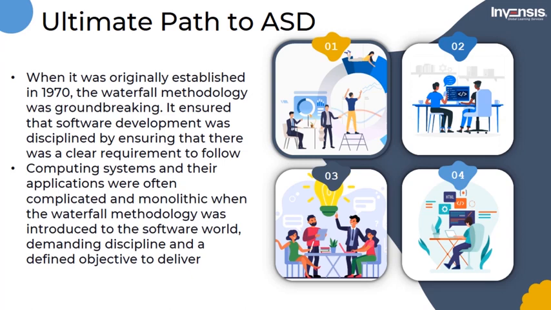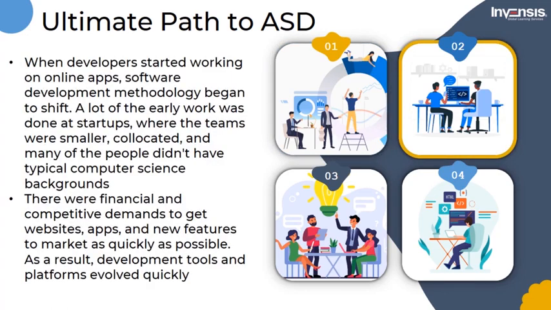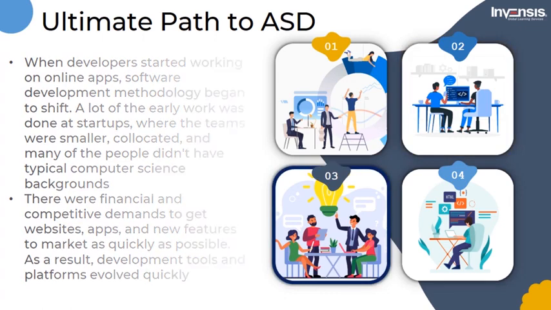However, the waterfall's rigidity became an Achilles heel in the internet age, where speed and flexibility were essential. When developers started working on online apps, software development methodology began to shift. A lot of the early work was done at startups, where the teams were smaller, co-located, and many of the people didn't have typical computer science backgrounds. In addition, there were financial and competitive demands to get websites, apps, and new features to market as quickly as possible. As a result, development tools and platforms evolved quickly.